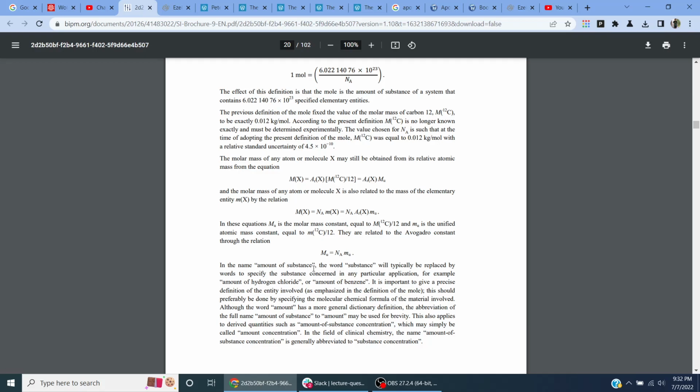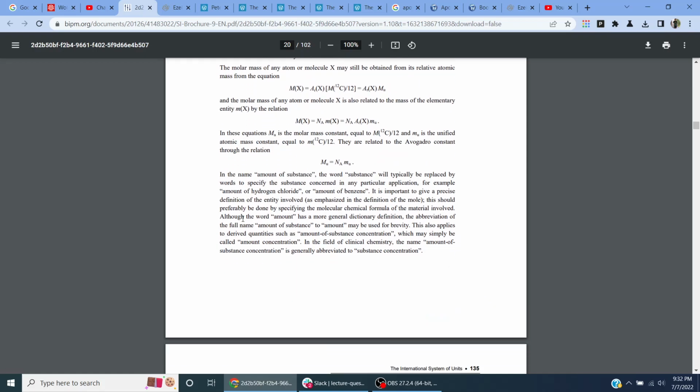In the name amount of substance, the word substance will typically be replaced by words to specify the substance concerned in any particular application, for example, amount of hydrogen chloride or amount of benzene. It is important to give a precise definition of the entity involved, as emphasized in the definition of the mole. This should preferably be done by specifying the molecular or chemical formula of the material involved.